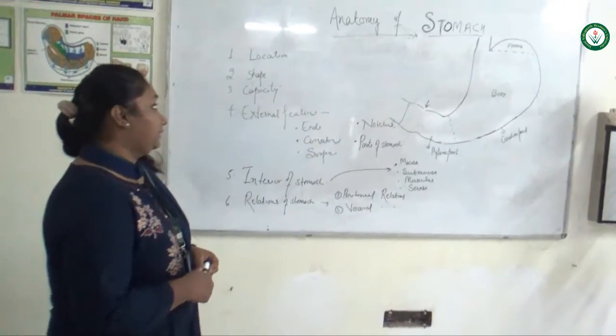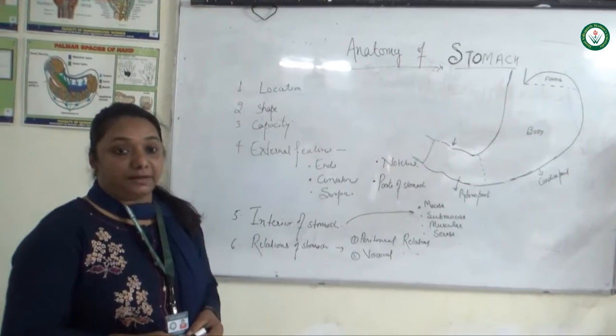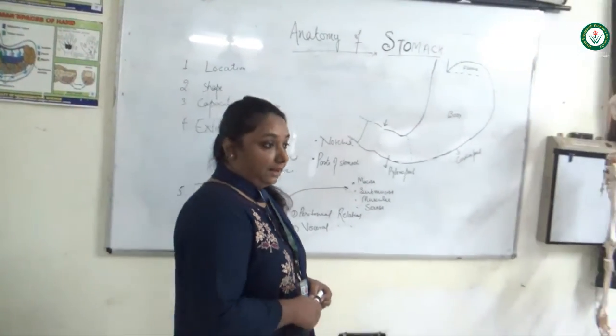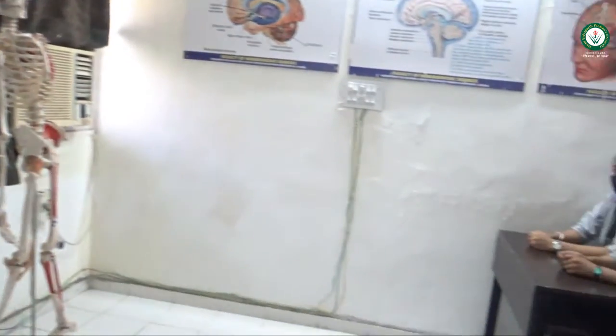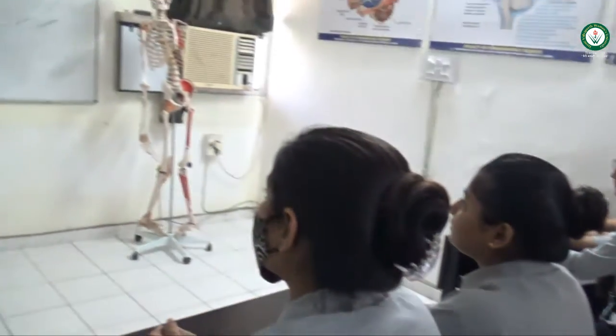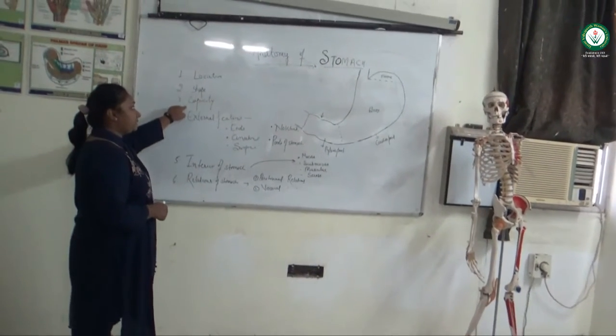Then we start. The stomach is the most distensible and widest part of our digestive tract, and it is the reservoir of our food. It is connected to the esophagus at the upper part here, and below here it is connected to the duodenum. Now we see some parts of the anatomy of the stomach. First is the location, then shape and capacity.